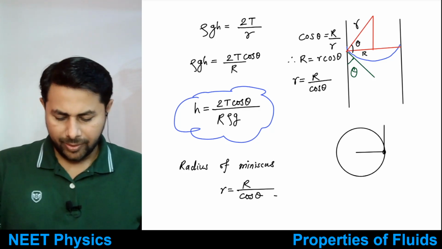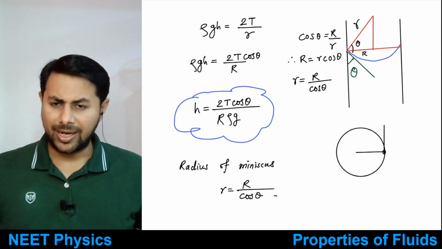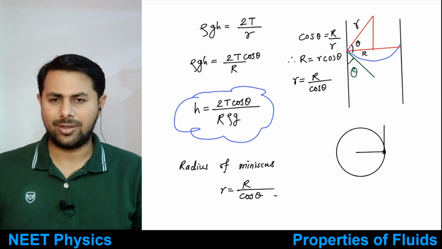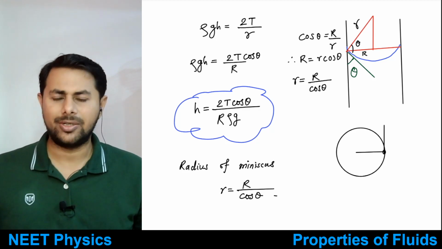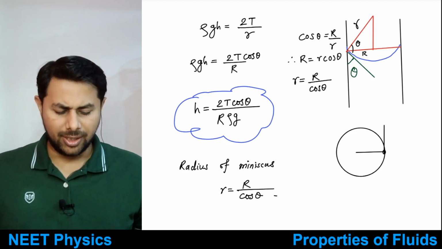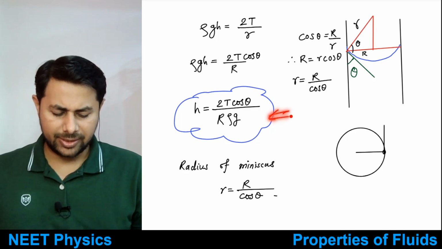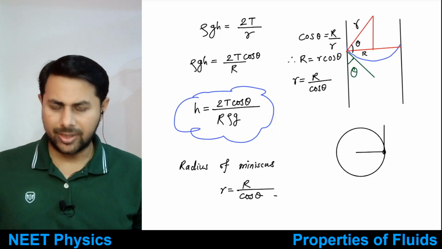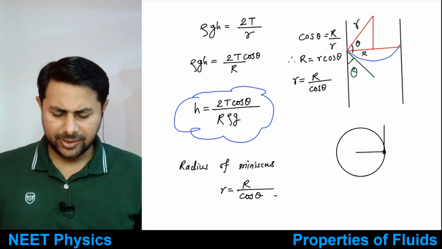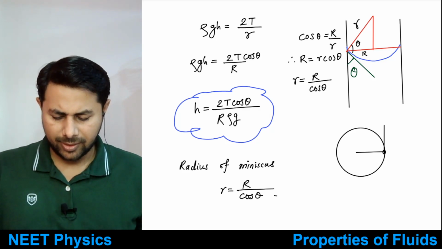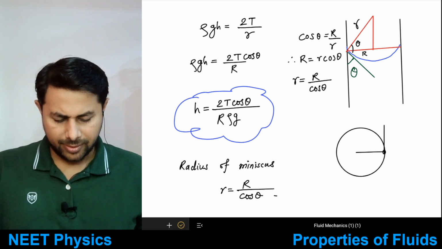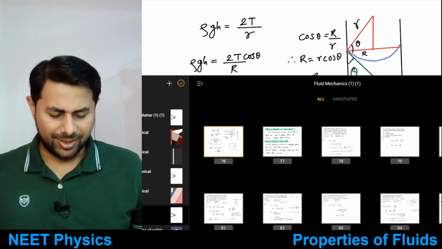Right, good. So why is there a rise or fall in the liquid level in the capillary tube? It is because of force due to surface tension. Now this is one way of deriving this expression. There is another way also. So another way is kind of simple. Okay, I mean it's similar.